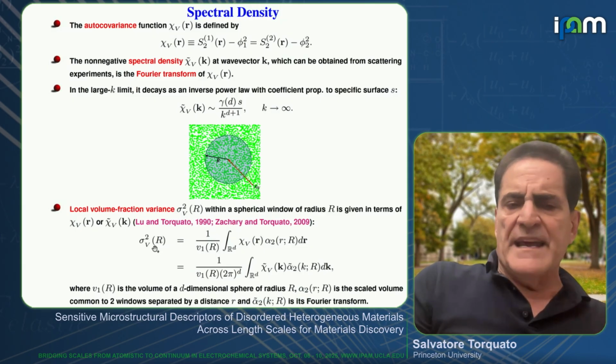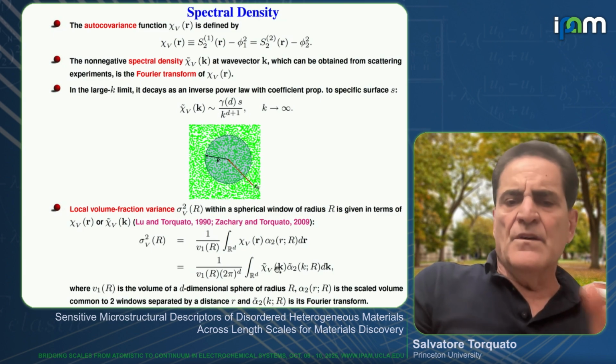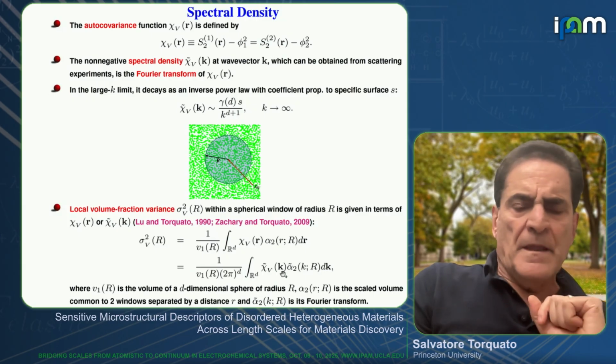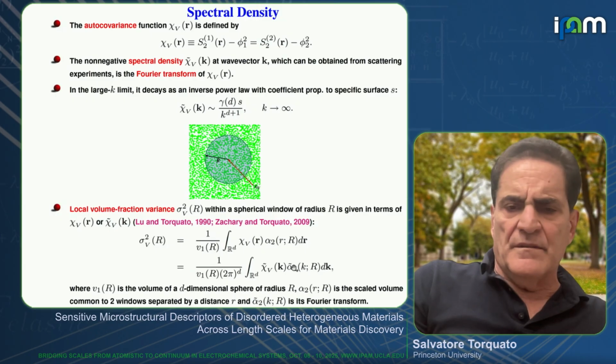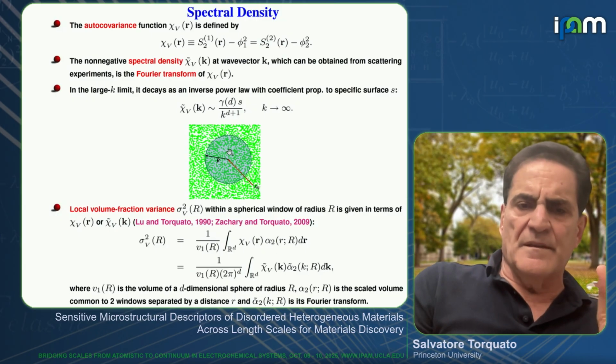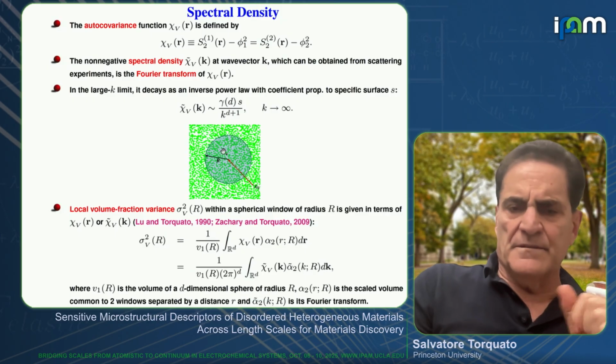And you can show that that quantity is intimately related to either the autocovariance function or the spectral density that I just defined. I'm not going to get into this. This quantity alpha 2 is just a geometric quantity that depends upon the window geometry.